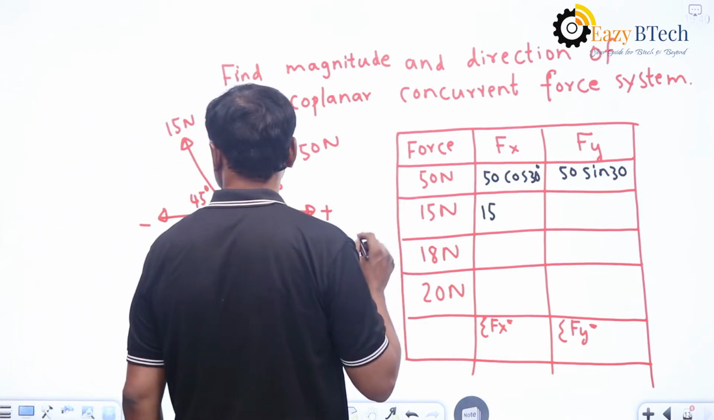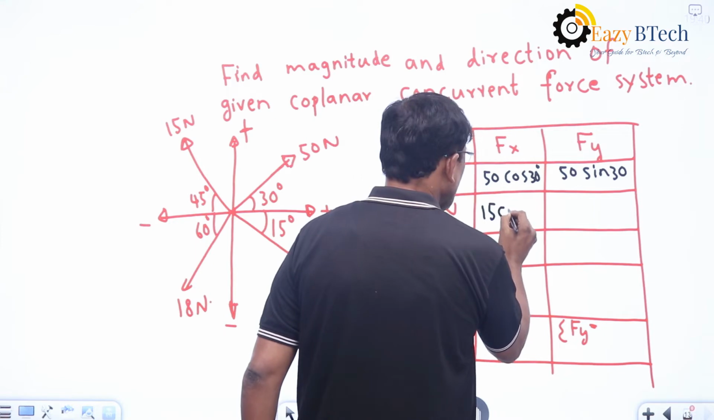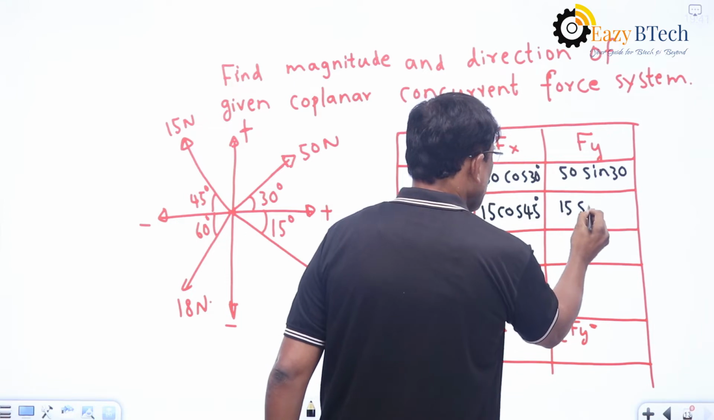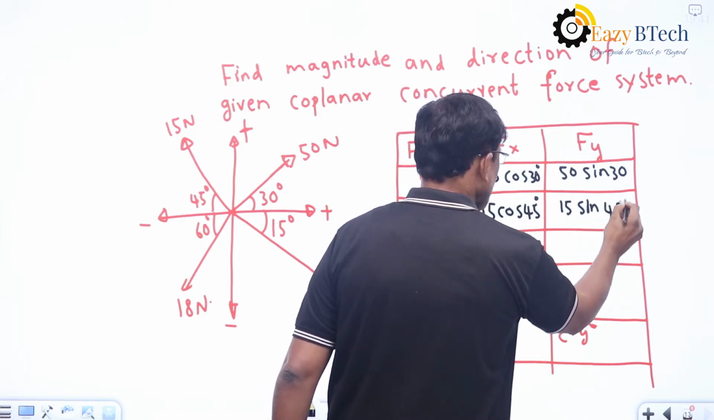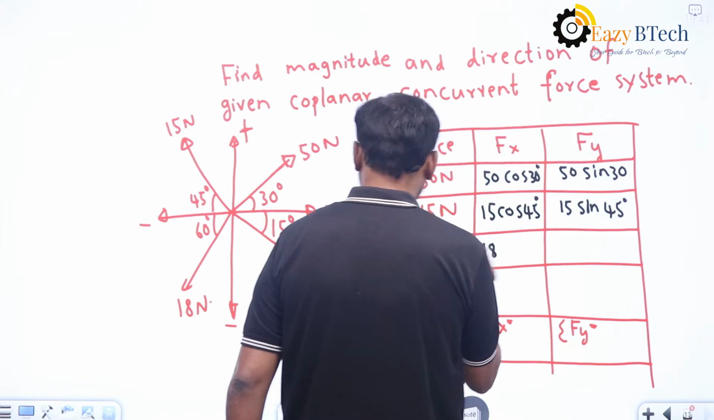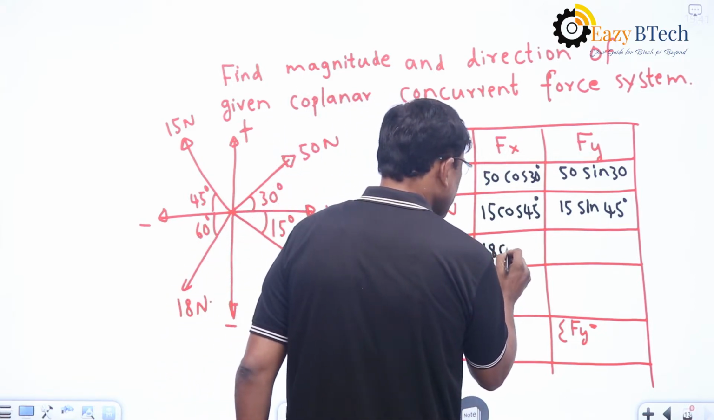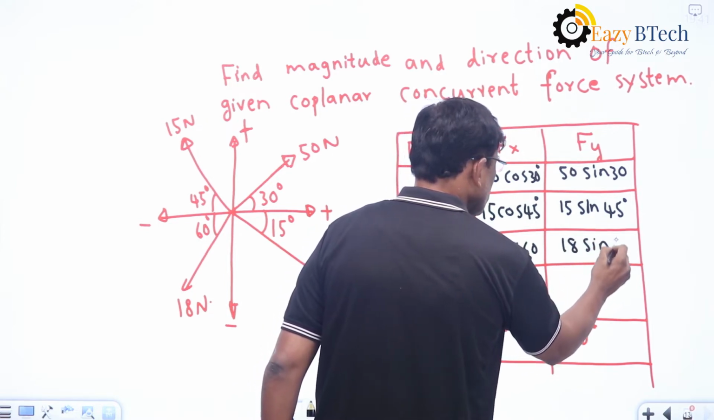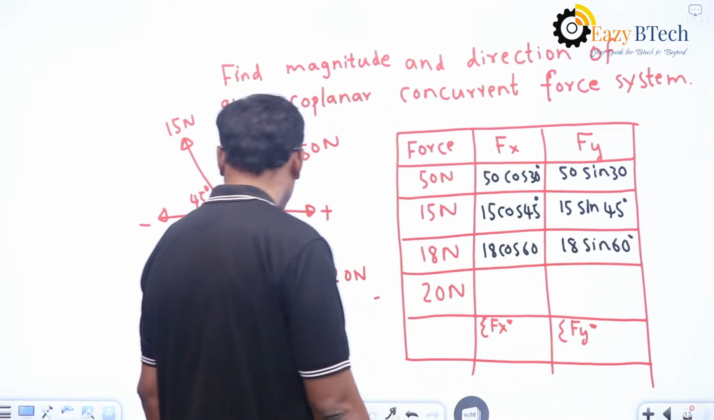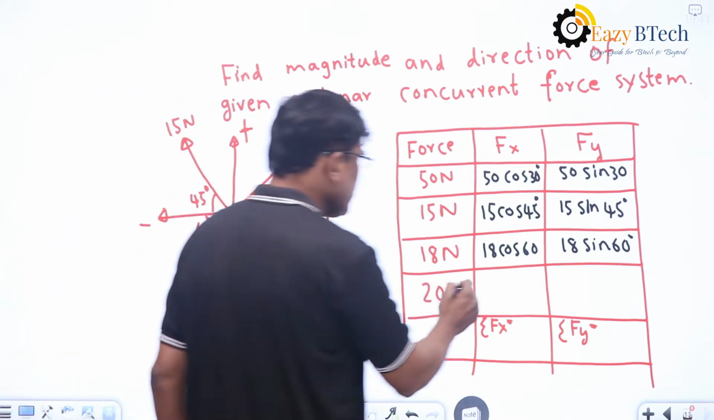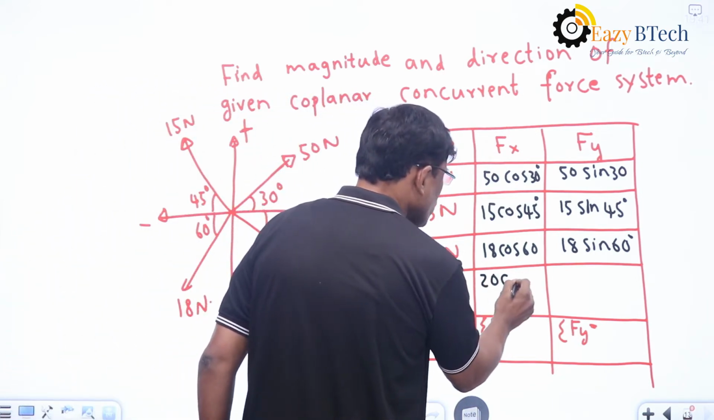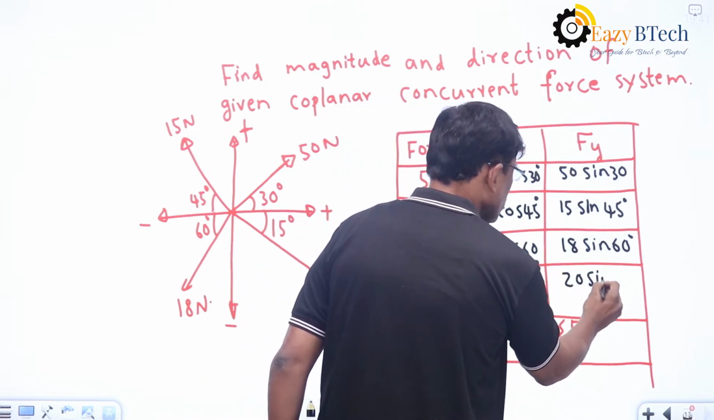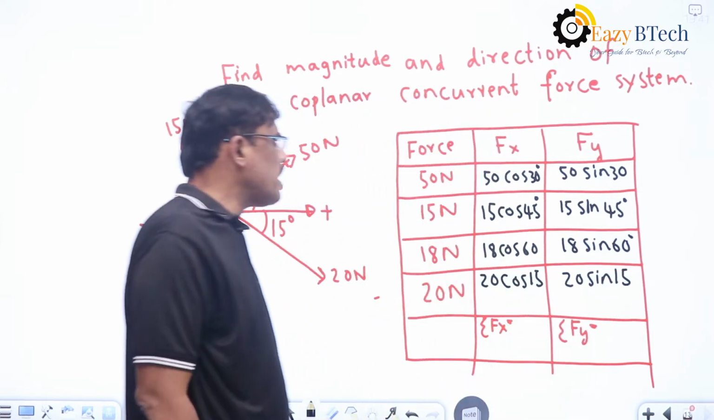So here we write the components in the table. This is 15 cos 45 degrees and here it is 15 sin 45 degrees. The third one, with angle 60, is 18 cos 60 degrees and 18 sin 60 degrees. And the last one is 20 cos 15 degrees and 20 sin 15 degrees. So now we have written the magnitudes here.